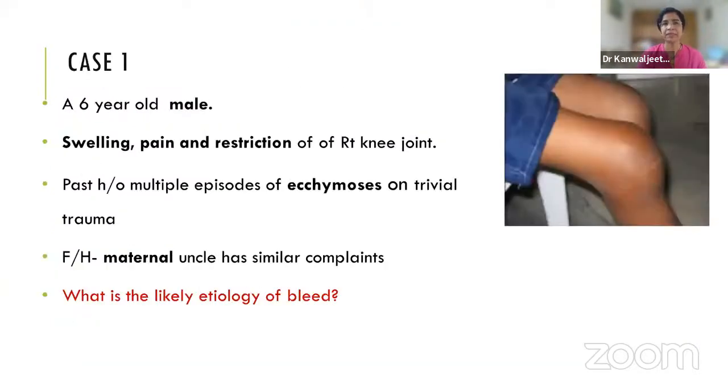So coming to our first case, a 6-year-old male child who presented with swelling, pain, and restriction of the right knee joint, with a history of ecchymosis in the past, as well as a significant family history. So it looks pretty much straightforward, but we need to look at the differential diagnosis.